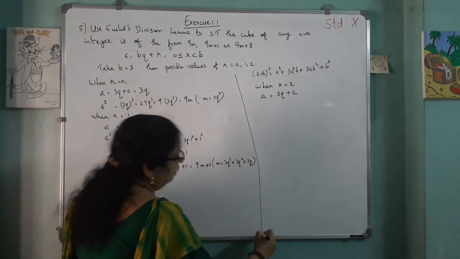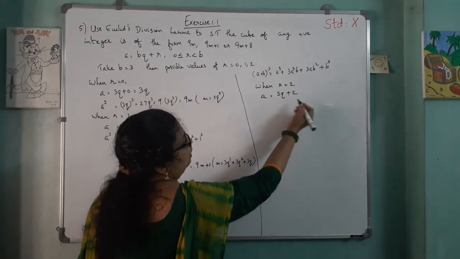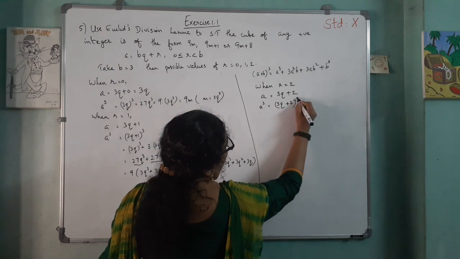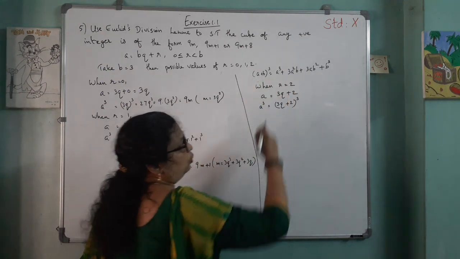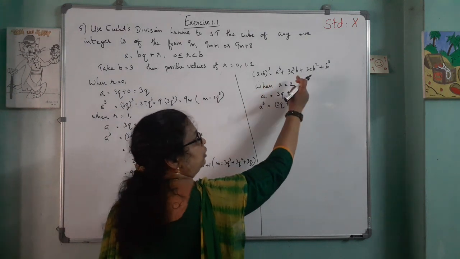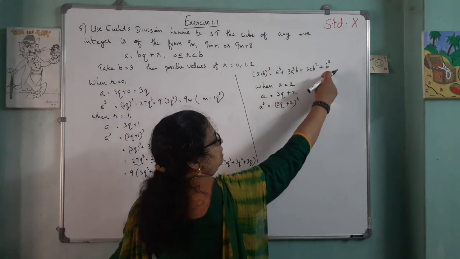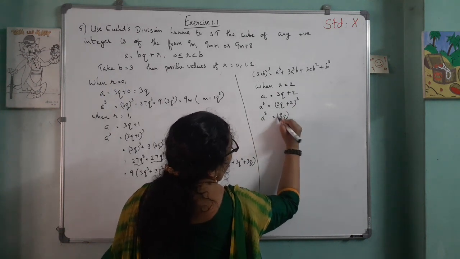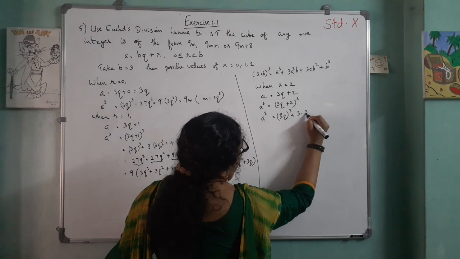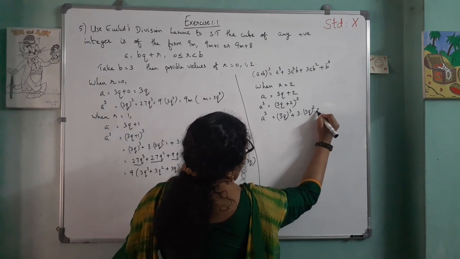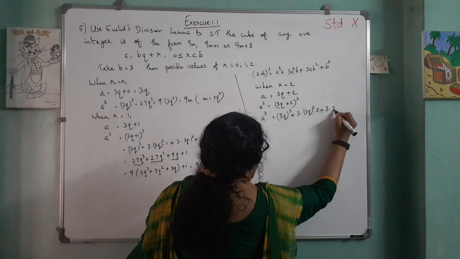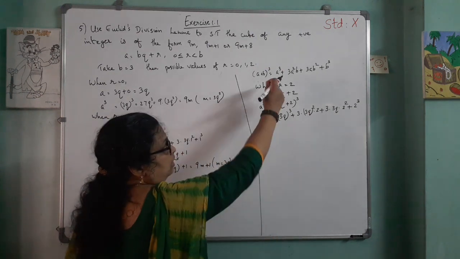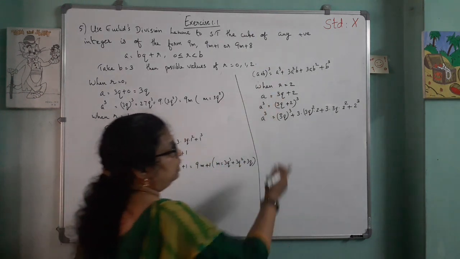Then next, when r equal to 2, a equal to 3q plus 2. Then cubing on both sides, a cube equal to 3q plus 2 the whole cube. This is also a plus b the whole cube form. a plus b the whole cube is equal to a cube plus 3a square b plus 3ab square plus b cube. That is, a cube equal to 3q the whole cube plus 3 into 3q the whole square into 2, plus 3 into 3q into 2 square, plus 2 cube. This is the expansion of a plus b the whole cube.